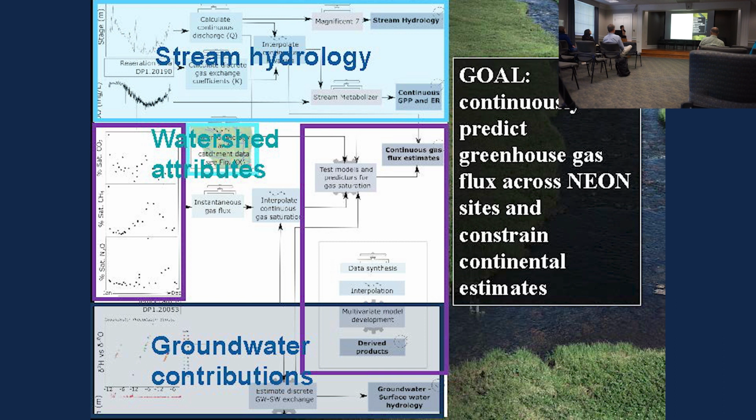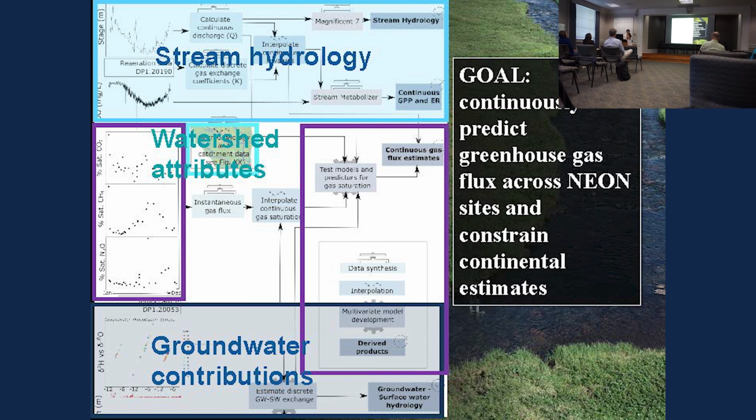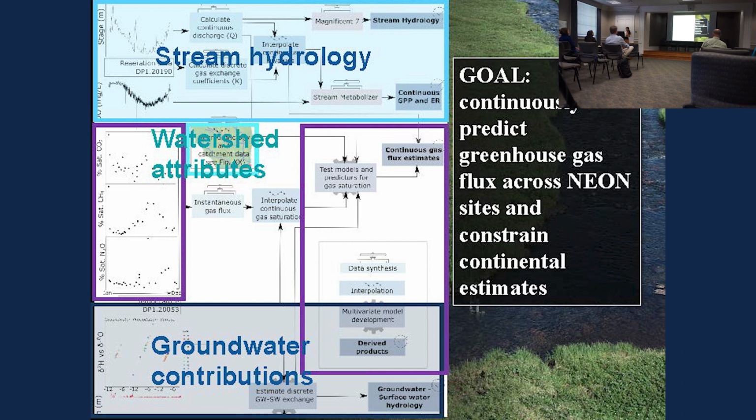Okay, so the way that we're doing this with NEON data is we are combining study of gas concentrations collected about 28 times per year with an understanding of stream hydrology using various data sets like dissolved oxygen and discharge data, analyzing watershed attributes, and then also groundwater contributions using isotopes and water levels. Our goal is to combine all of these data into multivariate models, which we can use to continuously predict greenhouse gas flux across those NEON sites and understand various drivers at this broad scale.